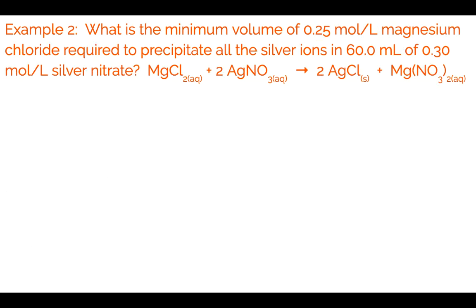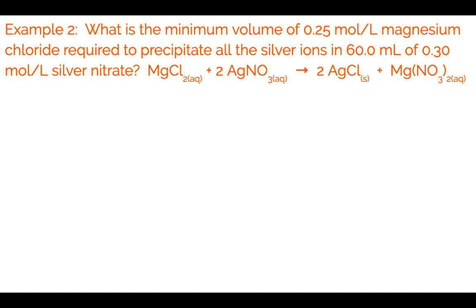Next example. What is the minimum volume of 0.25 mole per liter magnesium chloride required to precipitate all the silver ions in 60 milliliters of 0.30 mole per liter silver nitrate? So this is a double displacement reaction where the magnesium and the silver are going to switch partners, and the silver chloride is going to come out of solution as a precipitate.